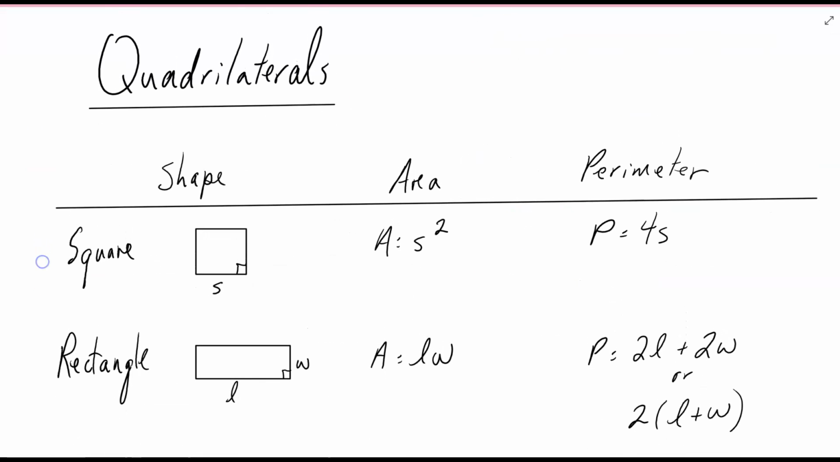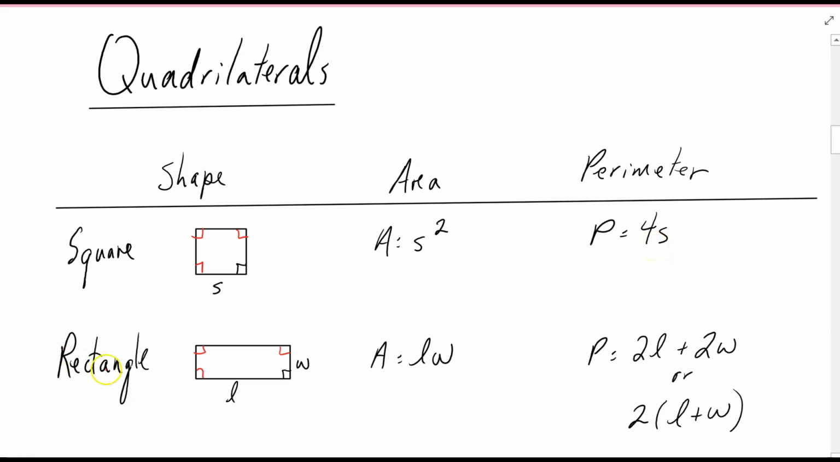Next, we will take a look at quadrilaterals, 4-sided figures. And so the first 2 you can see on the screen here are the square and the rectangle. Both of these have right angles in all 4 corners of the figure. For a square, if we call side length lowercase s, and you can call it anything you want, in this formula it's s, then the area will be s times itself, s times s, which is s squared. And the perimeter is 4 times s.